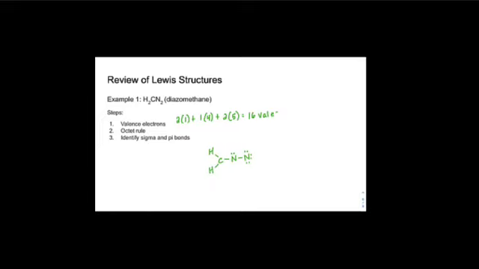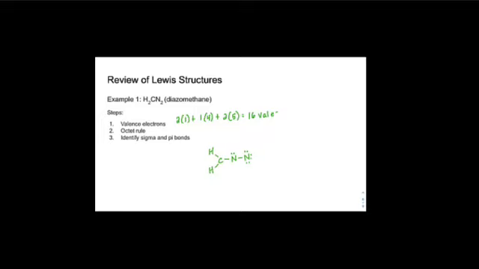And now we have to think about whether or not this structure satisfies all of our rules. We can clearly see that carbon has a total of 6 electrons around it. 2, 4, 6. So it's not obeying the octet rule.